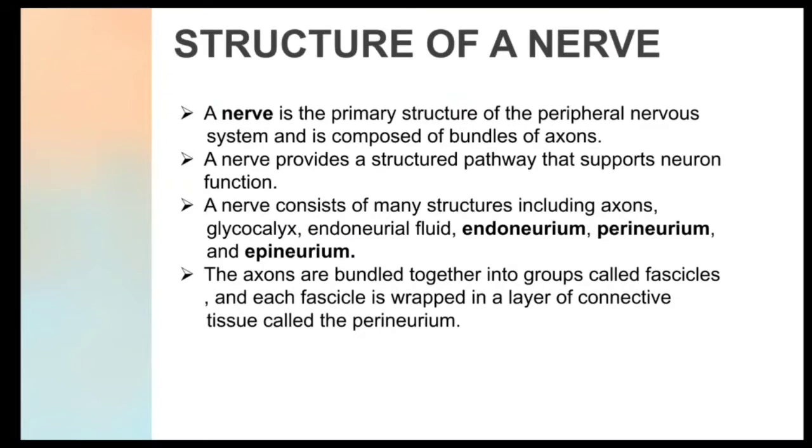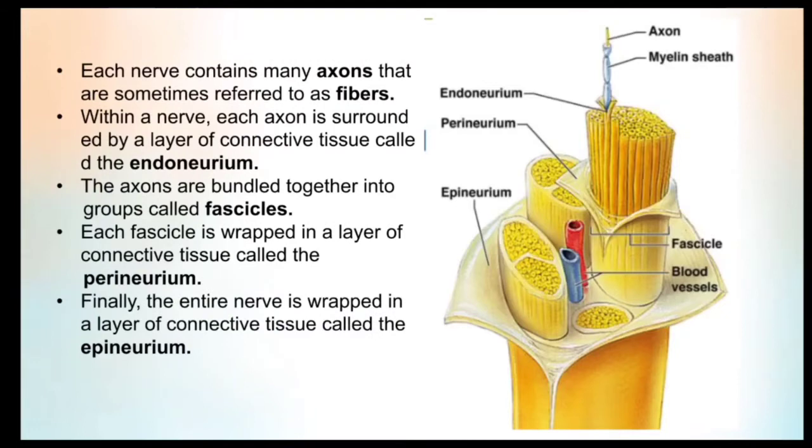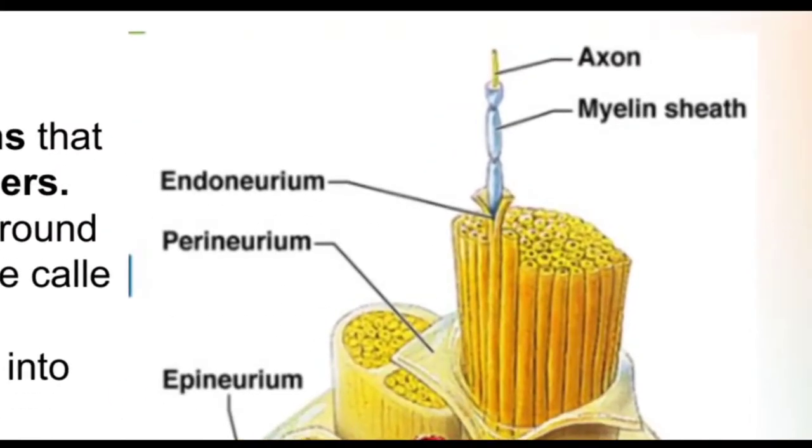So, yung axons are bundled together into groups called fascicles, and each fascicle is wrapped in a layer of connective tissue called the perineurium. So, here is the picture. Each nerve contains many axons that are sometimes referred to as fibers. So, ito yung axon. Kino-cover siya ng myelin sheath.